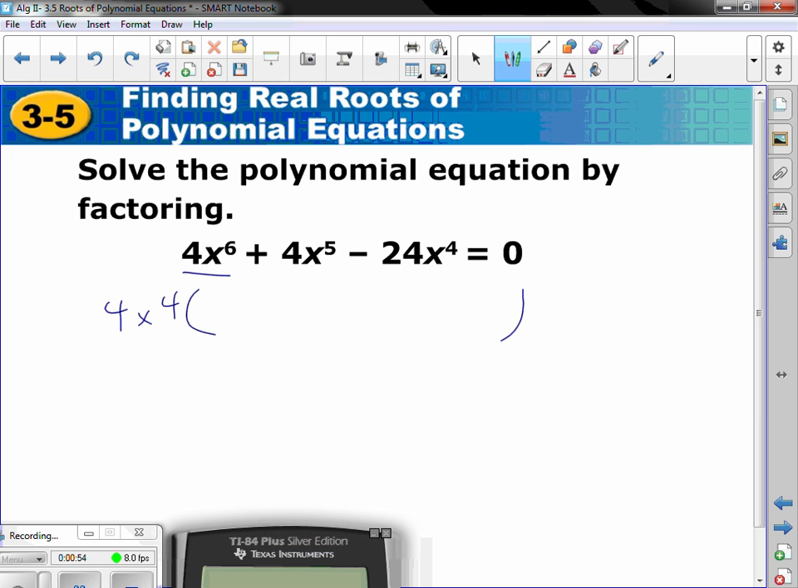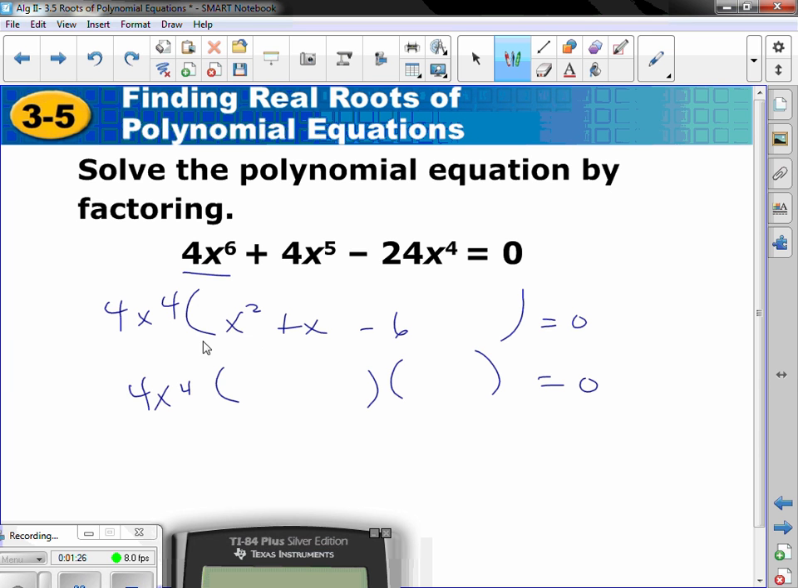If I factor an x to the 4th out of a 4x to the 6th, I get x squared. Factor 4x to the 4th out of a 4x to the 5th, you're left with x. And the last one, if you factor 4x to the 4th out of a negative 24x to the 4th, negative 6. It's quadratic. We know how to solve a quadratic. First thing we'll try to do is factor. If you can't factor, that's when you'd complete the square or use the quadratic formula or the other ways.